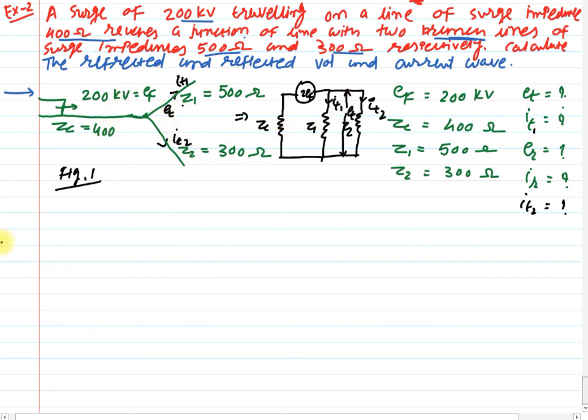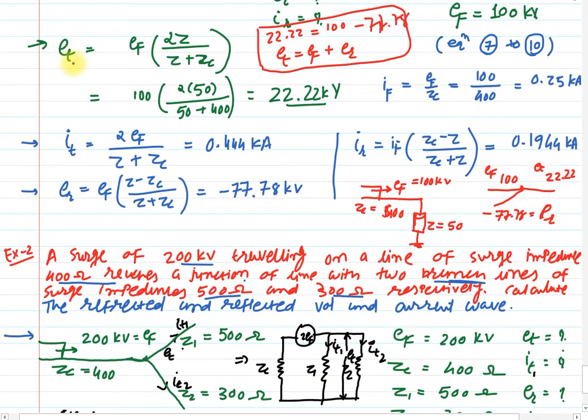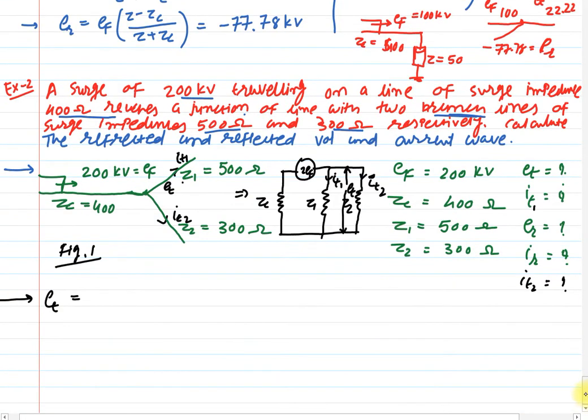Clear? So just recall the previous theory where we derived the equation for such a case where the transmission line is divided at the junction with two different surge impedances or more than two different surge impedances. Let me write the generalized equation for ET. Just recall the previous theory: ET is equal to EF into 2Z divided by Z plus ZC.